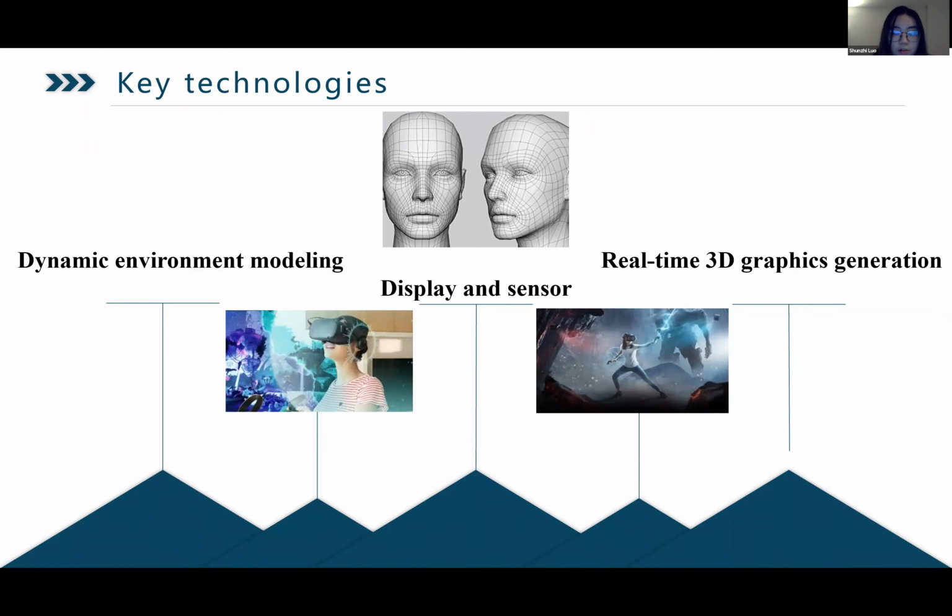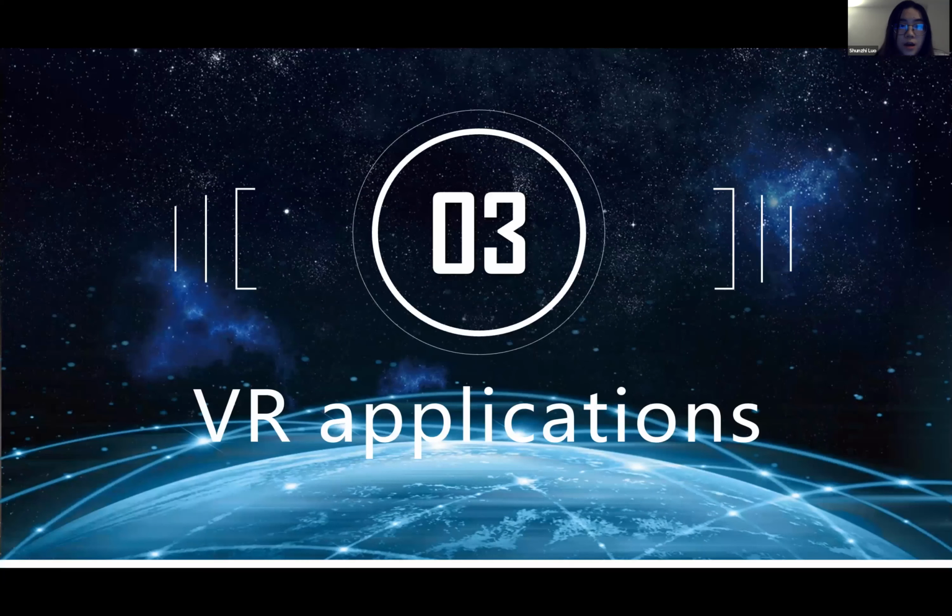The generation technology of 3D graphics is relatively mature, so the key is real-time generation. In order to ensure real-time, at least ensure that the refresh rate of the graphics is not less than 15 frames per second. VR is more and more popular, so I will introduce the VR application.